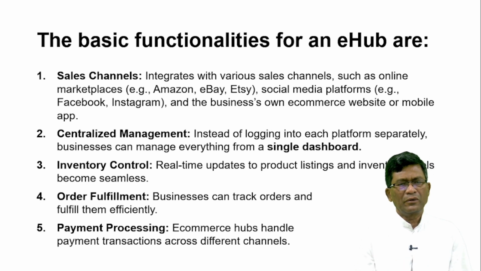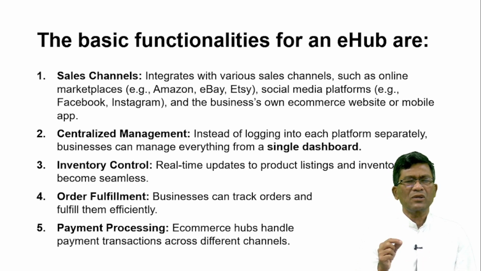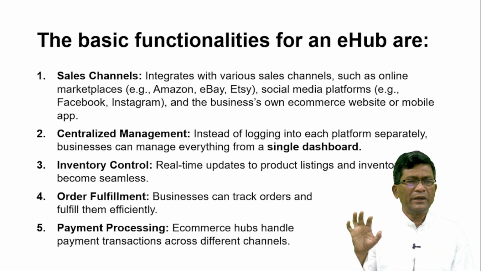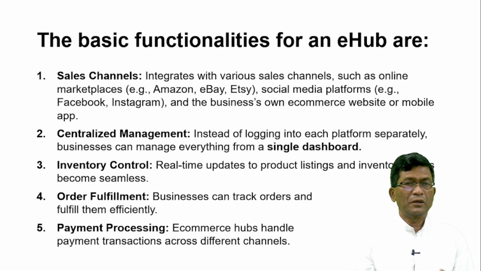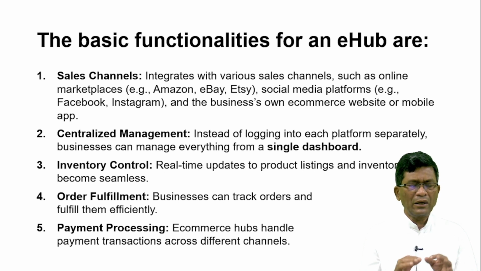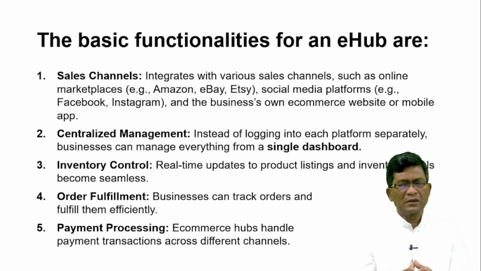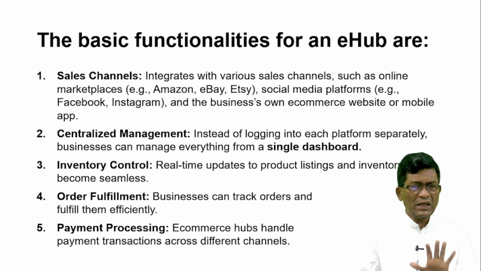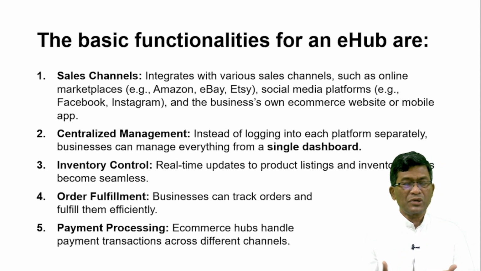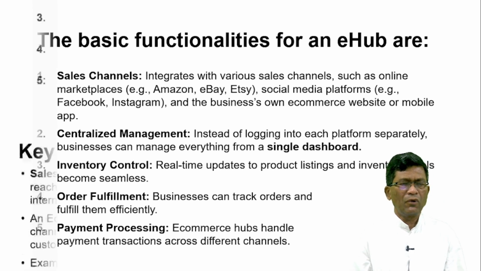And order fulfillment, the business should be able to track various orders and see at what point each is, the delivery point, and ensure the delivery is done. And of course, the payment processing is very important. Any payment done should be tracked properly. Transactions should be handled accurately through various channels through a payment gateway integration. So these 5 functionalities or key features make the fundamental structure for any eHub platform.